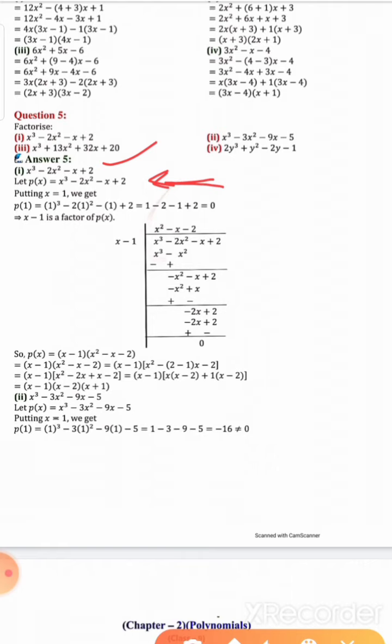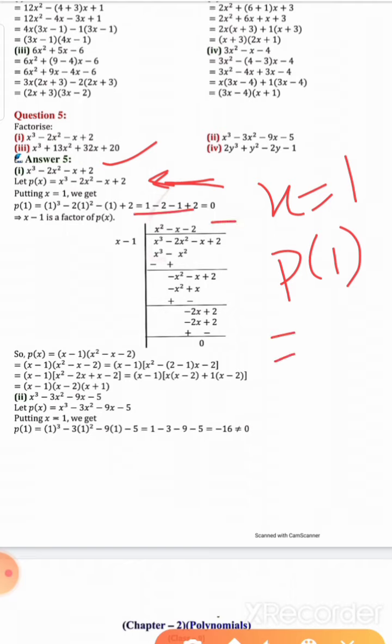So here we try the value x equal to 1. Substituting x equal to 1 in our polynomial, we get p of 1. P of 1 is 1 cube minus 2 into 1 square minus 1 plus 2. Simplifying this step, we get the answer 0. It means for the value x equal to 1 our polynomial will be 0, so we write x minus 1 as a factor of our polynomial.